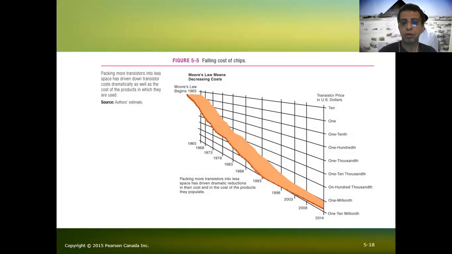But overall, back to the falling cost of the chip. If you notice here, in 1965 the price was very high, and the price per transistor in US dollars was 10, and then it keeps falling until 2014, when it is 1/10 of a millionth, much cheaper now. So packaging more transistors into less space has driven down the transistor cost dramatically, as well as the cost of the products in which they are used.